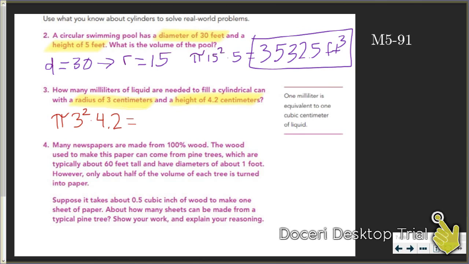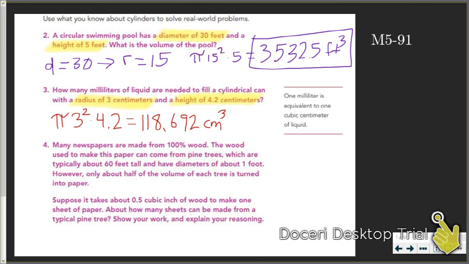And when you do the math, you get 118 and 692 thousandths. And that is centimeters. And again, it's cubed because we're talking about volume, so you need the centimeters cubed sign there. So that is our answer for number 3.